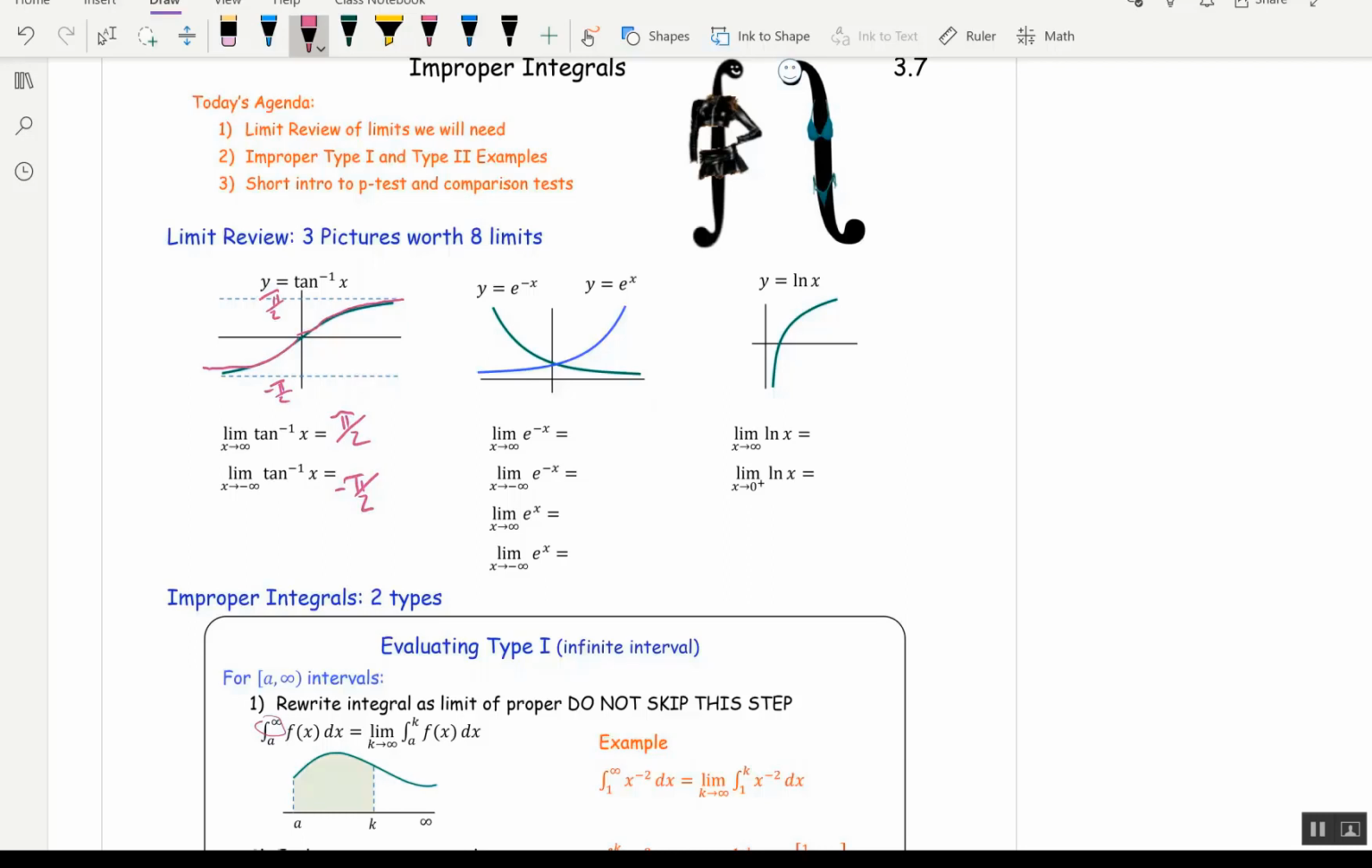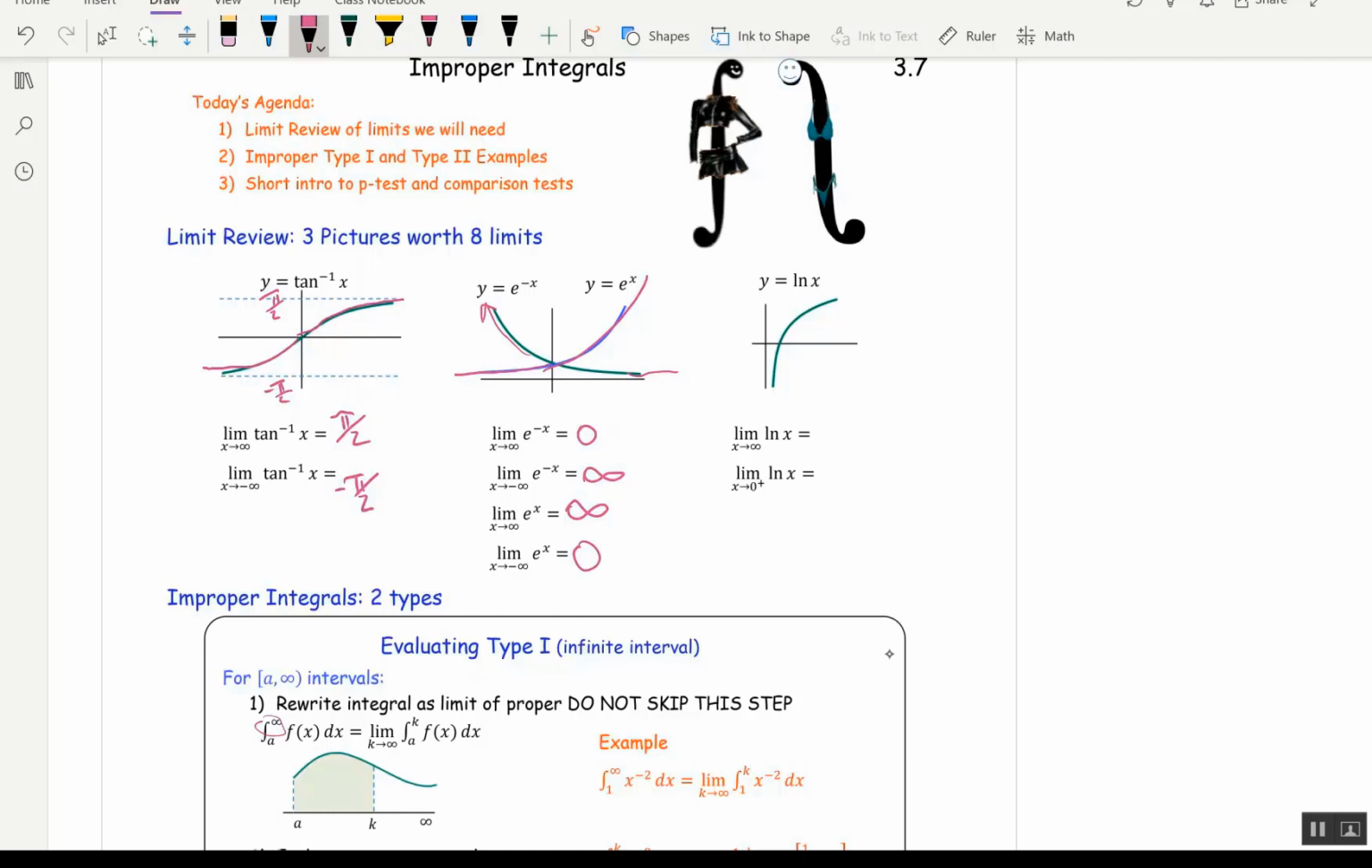E to the negative x is just the reflection of that about the y-axis. That's the green graph. So as x goes to infinity, e to the negative x, we're looking at the green graph, the y values are getting closer and closer to 0. And if we go in the other direction, the values go to infinity. And for e to the x, they do the opposite. As x goes to infinity, e to the x goes up forever. And as x goes to negative infinity, e to the x gets really close to the x-axis. The y values approach 0.